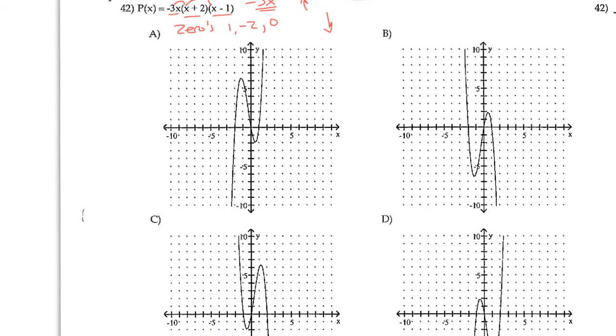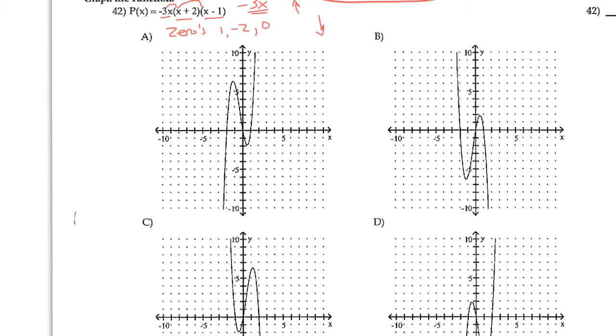Down to the right, up to the left for A? Nope. Down to the left, up to the right for B? Yes. Does it hit the zero at 1? Yes. Does it hit the 0, 0? Yes. Does it hit the 0 at negative 2? Yes. I'm feeling pretty good about B. Let's go check the others, though, just to make sure.